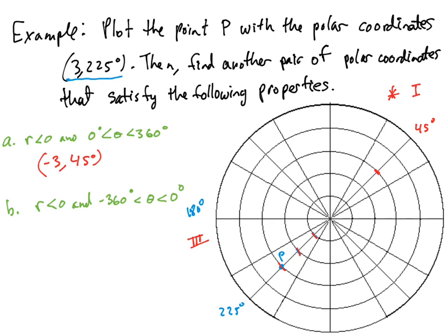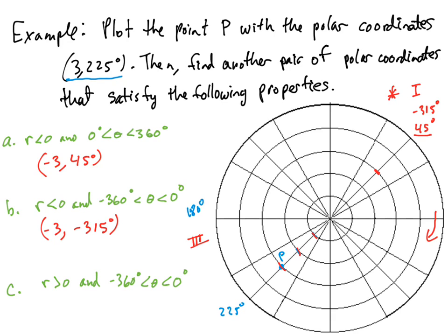So we want some angle that is negative that gets us to this position of 45 degrees. Well, if we go in the clockwise direction, that's going to be negative 315. It's going to get us in that same position, so that angle is coterminal with 45, and then if we have a negative R value of negative 3, we'll end up in that same position P. So negative 3 comma negative 315 degrees will get us into that same position.